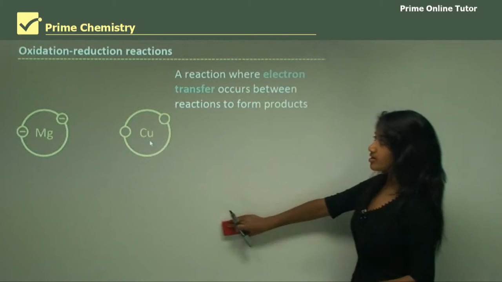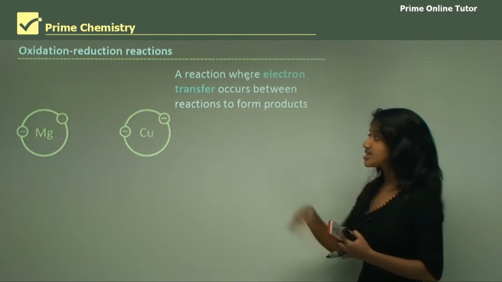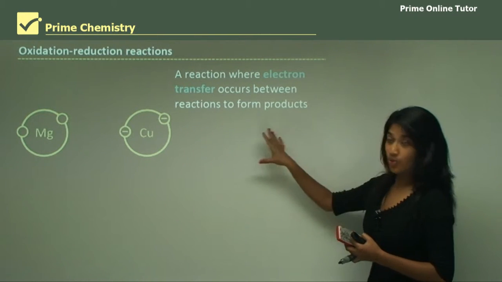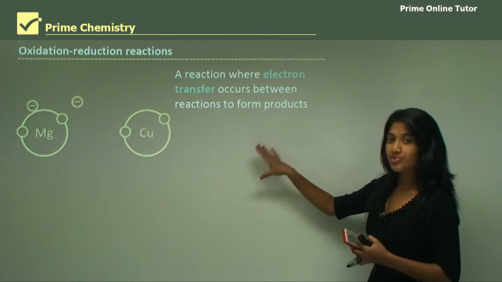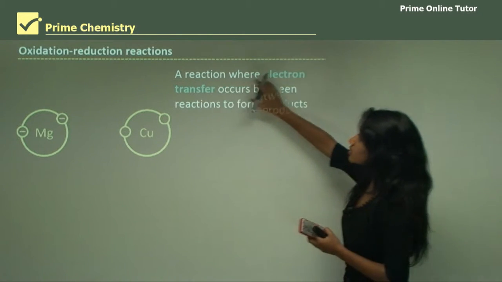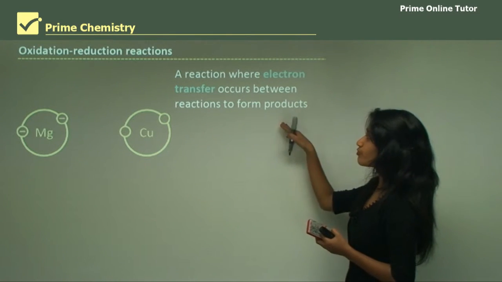Now let's move on. We're going into oxidation and reduction reactions. Now these also will be done in much greater depth in year 12, but we'll be looking at it briefly in year 11 chemistry. So a reaction where electron transfer occurs between reactants to form products.